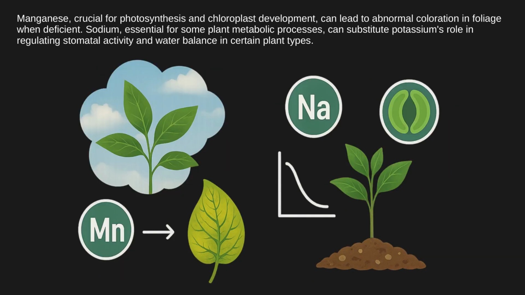Manganese, crucial for photosynthesis and chloroplast development, can lead to abnormal coloration in foliage when deficient. Sodium, essential for some plant metabolic processes, can substitute potassium's role in regulating stomatal activity and water balance in certain plant types.